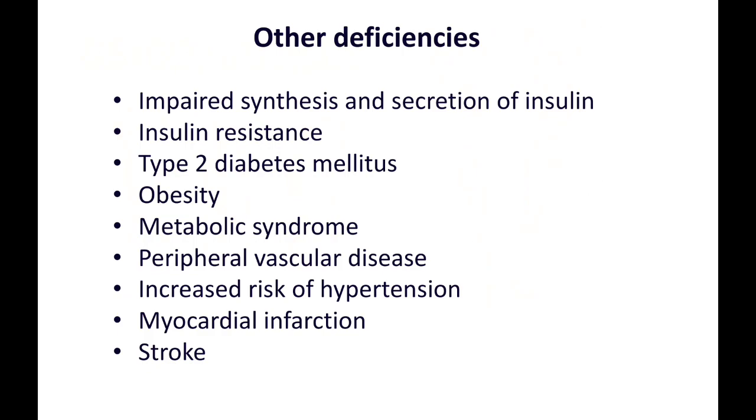So what are the other deficiency features of vitamin D? Vitamin D is required for insulin secretion. Whenever vitamin D is decreased, there is impaired secretion of insulin, insulin resistance also occurs, and increased susceptibility to type 2 diabetes mellitus, and it leads to obesity, metabolic syndrome, peripheral vascular diseases, and increased risk of hypertension, increased BP and myocardial infarction, and that ultimately leads to stroke. These are other deficiency manifestations of vitamin D.